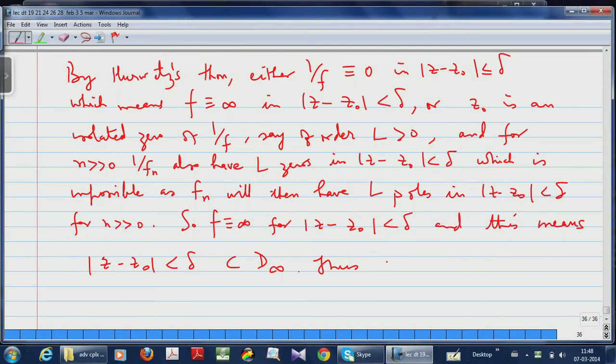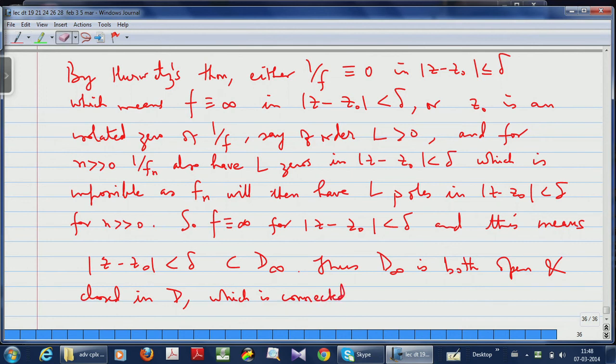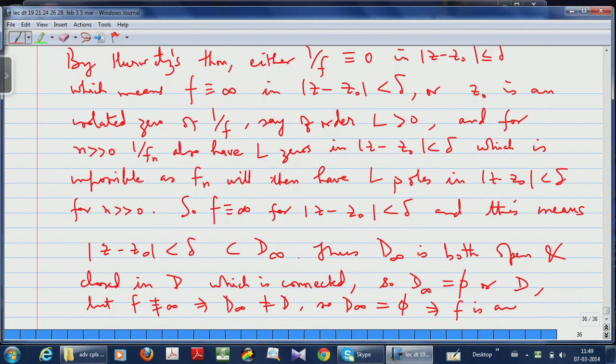Thus, D infinity is both open and closed in D, which is connected. So D infinity is either the null set or D, but f not identically infinity implies that D infinity is not D. So D infinity is the null set, and this means f is analytic on D, and that finishes the proof.